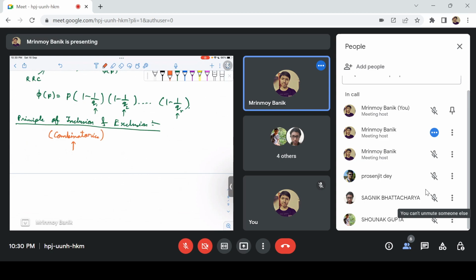Here, as an example, we have to find the number of numbers which are less than p and relatively prime to p. So this is the combinatorial problem. We are solving it with the principle of inclusion-exclusion, also sometimes called the sieve.